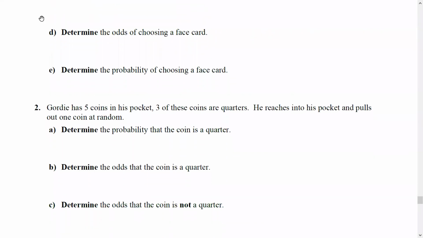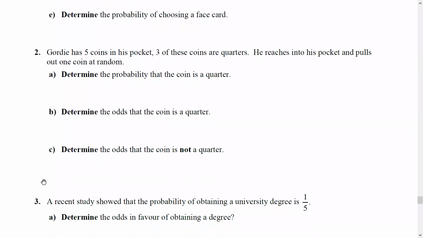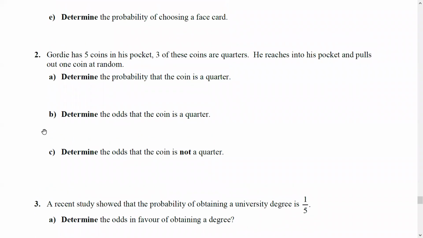Sneaky, sneaky. Okay. What do we got here? Gordy has 5 coins in his pocket. 3 of these coins are quarters. He reaches into his pocket and pulls out 1 coin at random. Determine the probability that the coin is a quarter.